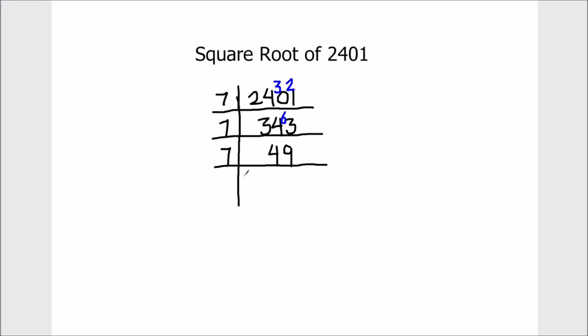49 is divisible by number 7. 7 times 7 is 49 and 7 is a prime number. It is only divisible by number 7. 7 times 1 is 7. So now we got all the factors of 2401.